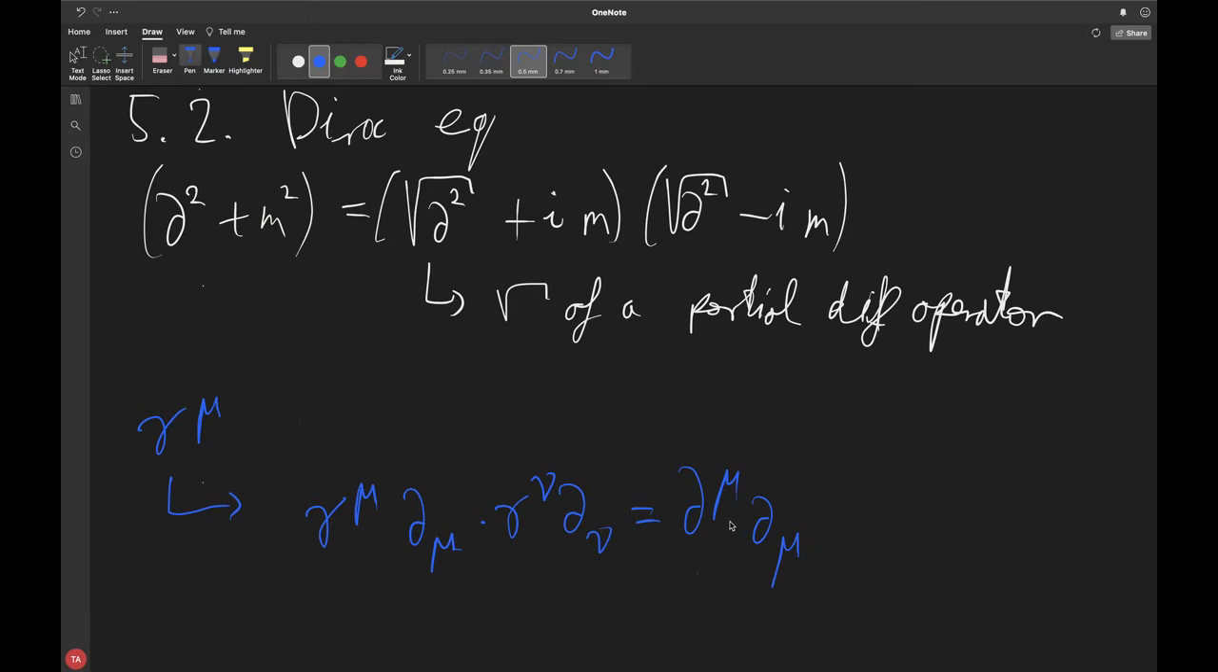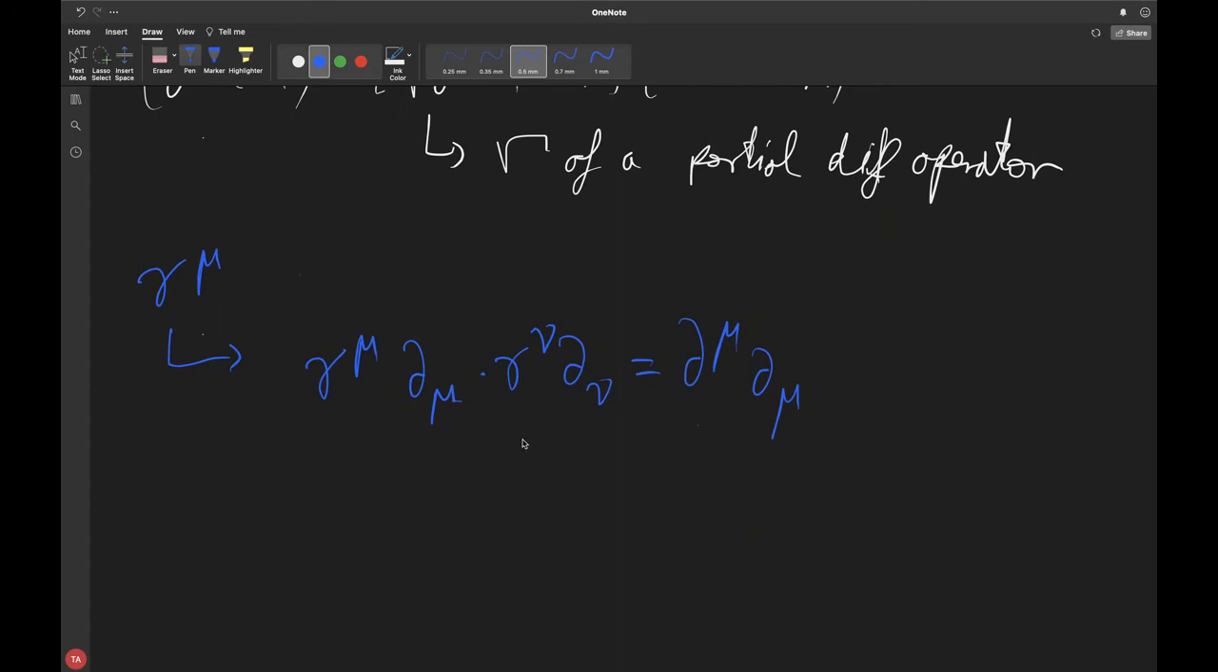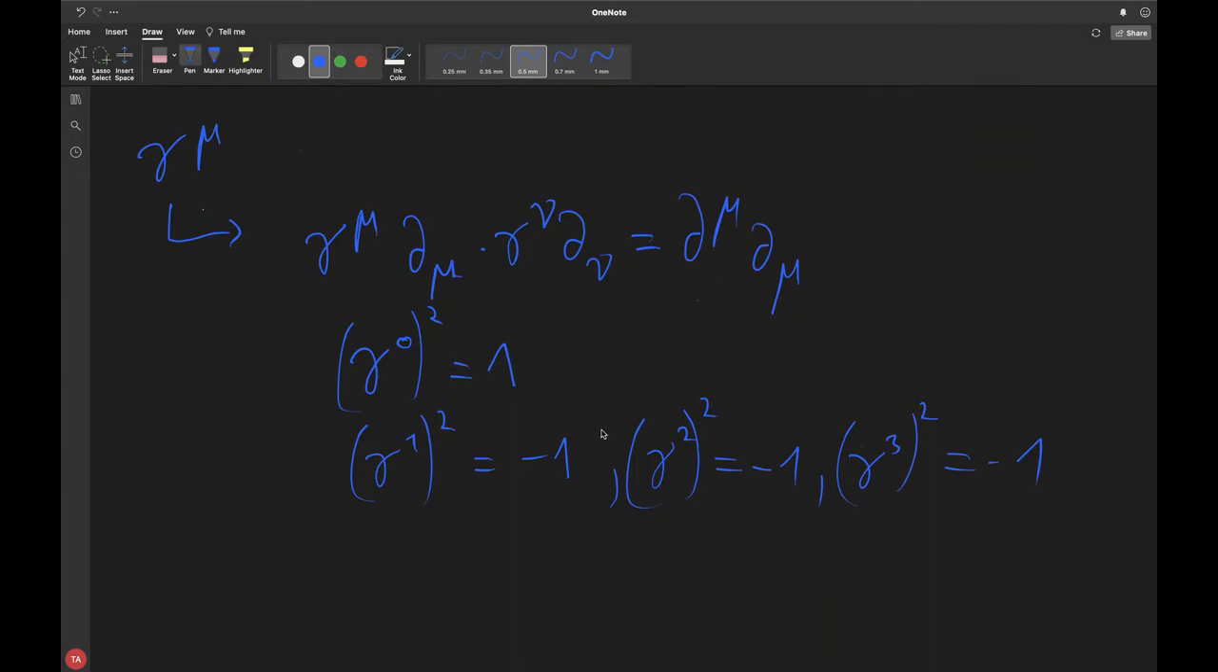To make this true, when you take the zeroth component of the gamma and take the square of that, that's going to be 1. When you take the first component of the gamma and square it, that's minus 1. The second component squared is also minus 1. And the third component squared is also minus 1. And there is also an anti-commutation relation.